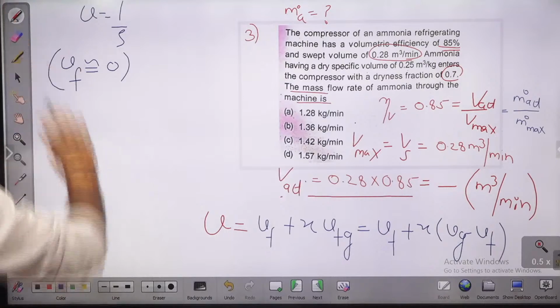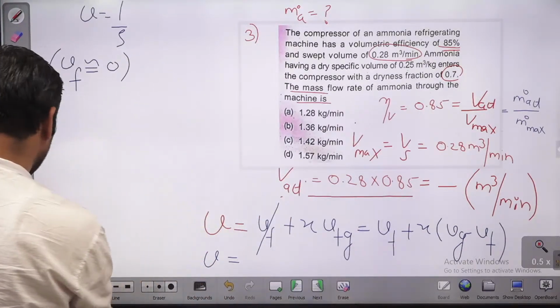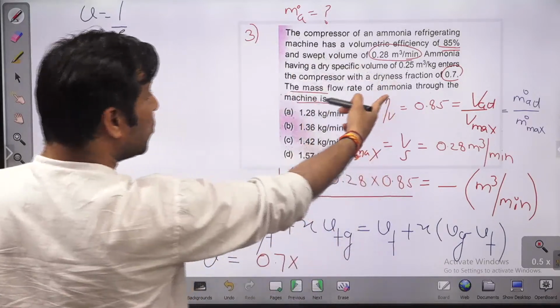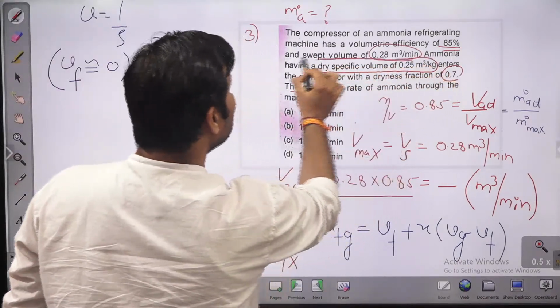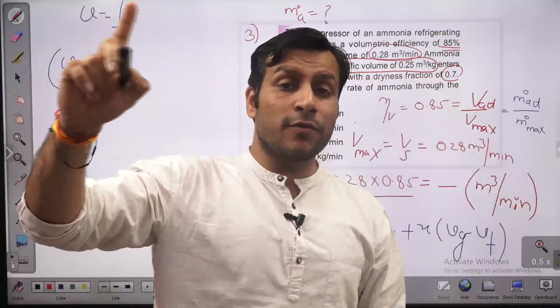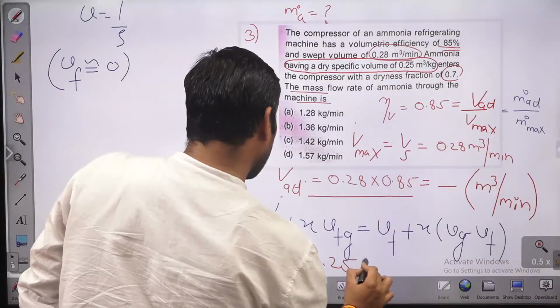We can neglect it. So if you neglect this, you can write the specific volume V is equal to x times Vg, that is 0.7 into Vg. What is Vg? Vg is given to you. If you check it here, the dry specific volume is this. The dry specific volume is Vg. He's talking about the saturated volume of the gas. So 0.7 multiplied by 0.25, you will get this V.